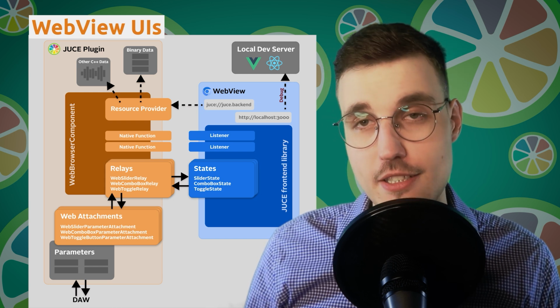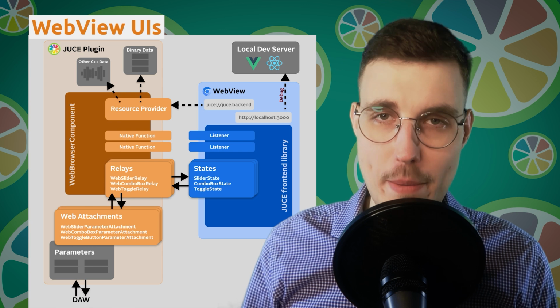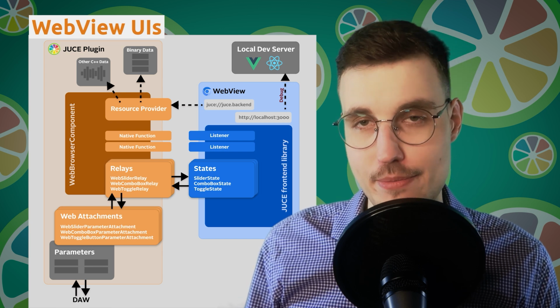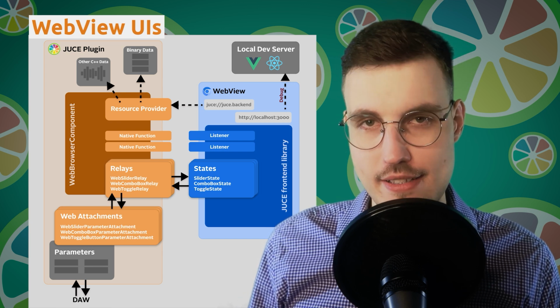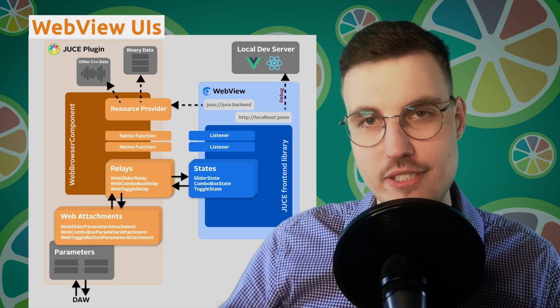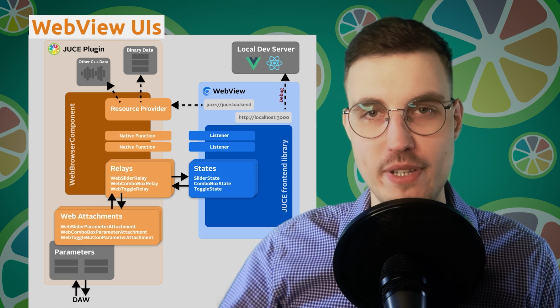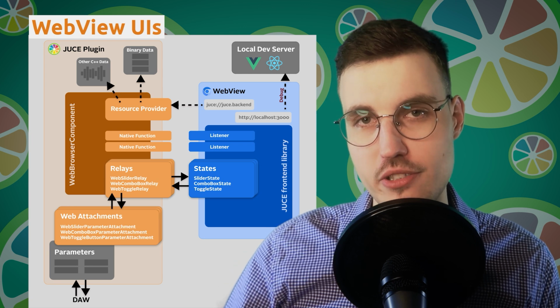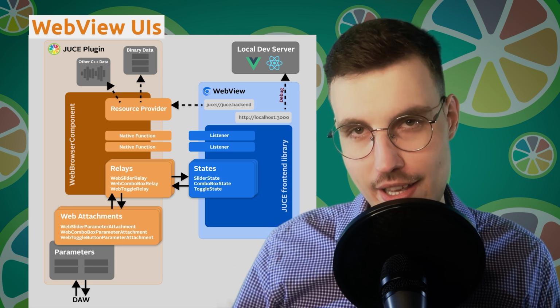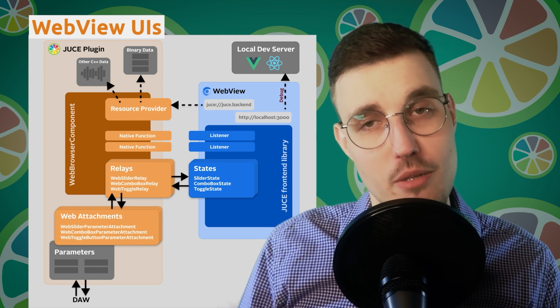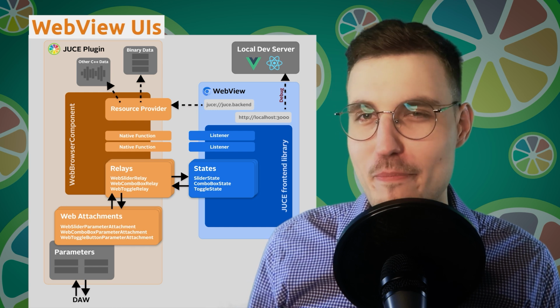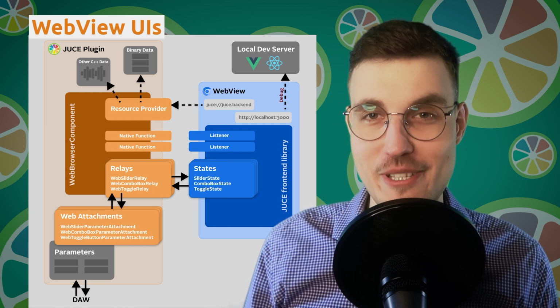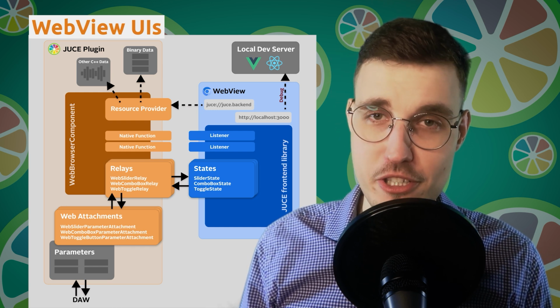To facilitate communication with native web elements, a set of classes has been introduced. These classes relay user actions and automation back and forth between your C++ parameters and their visual representation. They are called relays.